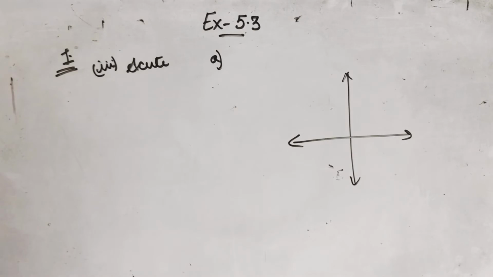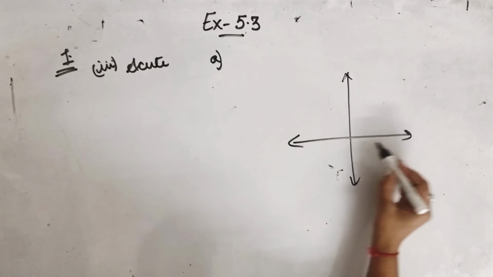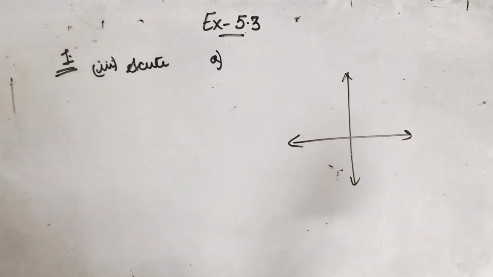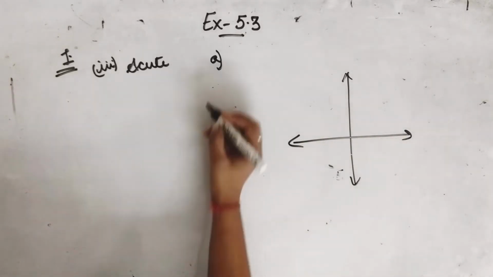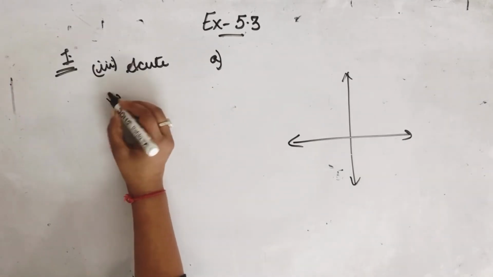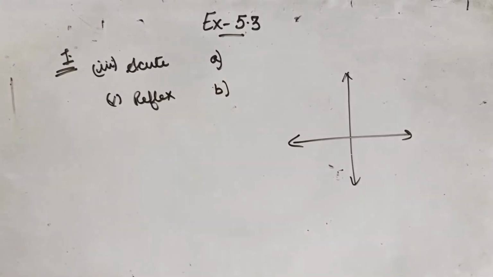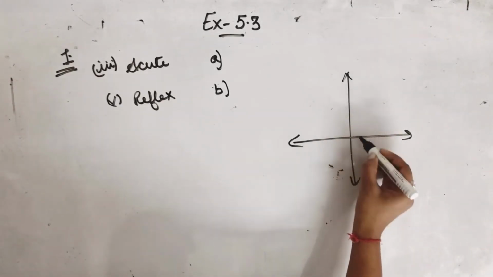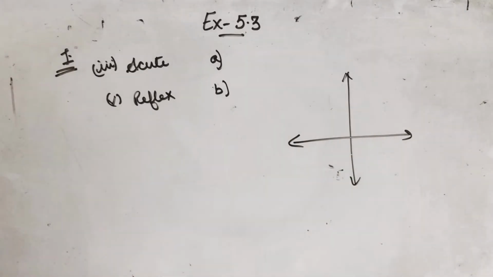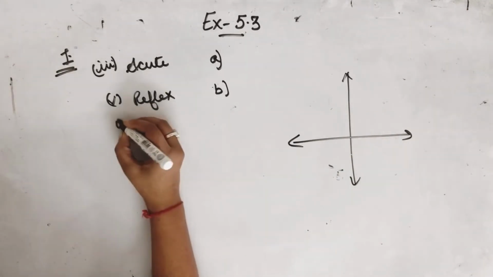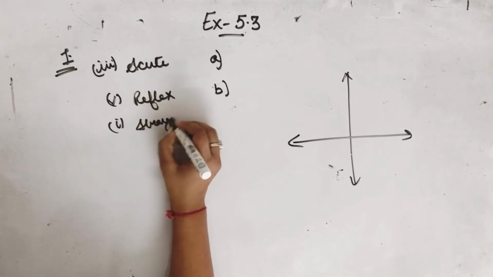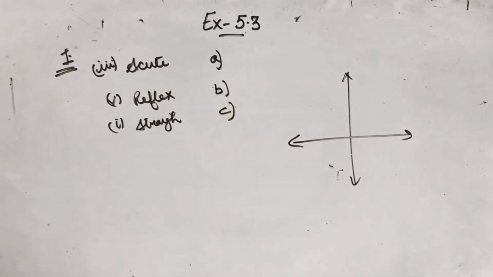So now B is more than half a revolution. Now half a revolution is this one, 180 degree. Now more than 180 degree will be reflex angle. Reflex angle is more than 180 degree, less than 360 degree. C part, half of a revolution. Now half revolution is 180 degree. So 180 degree is known as straight angle. So straight angle will go with C part.